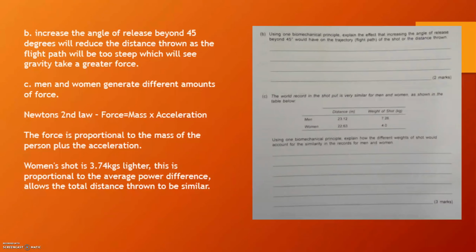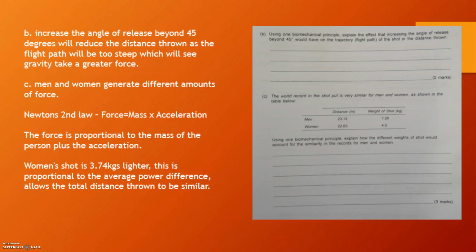Using one biomechanical principle, explain the effect that increasing the angle of release beyond 45 degrees would have on trajectory of flight path of the distance thrown. So increasing the angle beyond 45 degrees will reduce the distance thrown, as the flight path would be too steep, which would see gravity take a greater force.